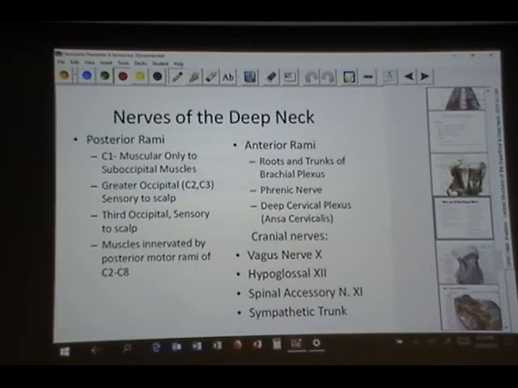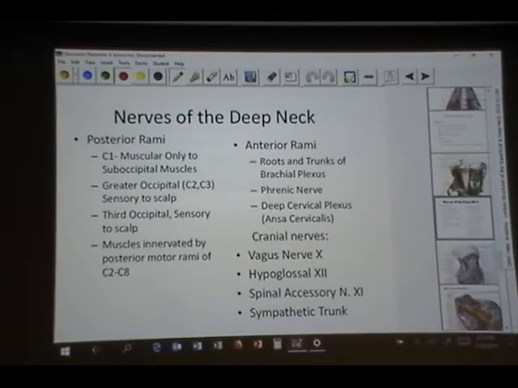All right, so we talked about some of this. Posterior rami of C1 goes in the suboccipital triangle, innervates these four little muscles of the suboccipital triangle. The triangle is only 1 inch by 1 inch by 1 inch, okay, if it's that long. Very small. That's why I say this is kind of a Jolly Green Giant's neck, okay? Then there's a greater occipital nerve that comes up.